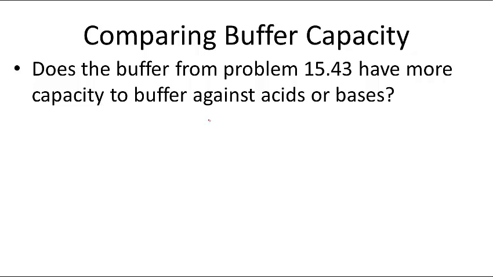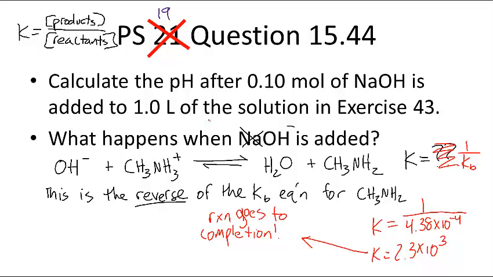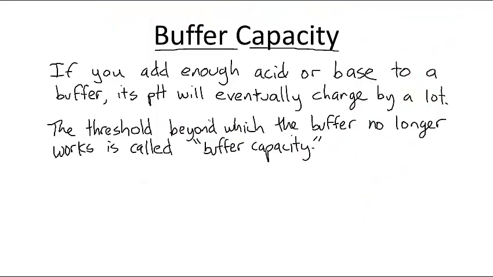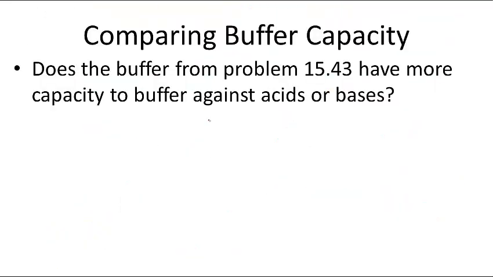We've already answered this question, actually. One qualitative question we might want to answer is, does a specific buffer have more capacity against acid or against base? What that's going to depend on is, is there more weak acid or weak base in your buffer? So in this case, which was there more of? Weak acid. So this is actually going to have better buffering capacity against bases because there was more weak acid.